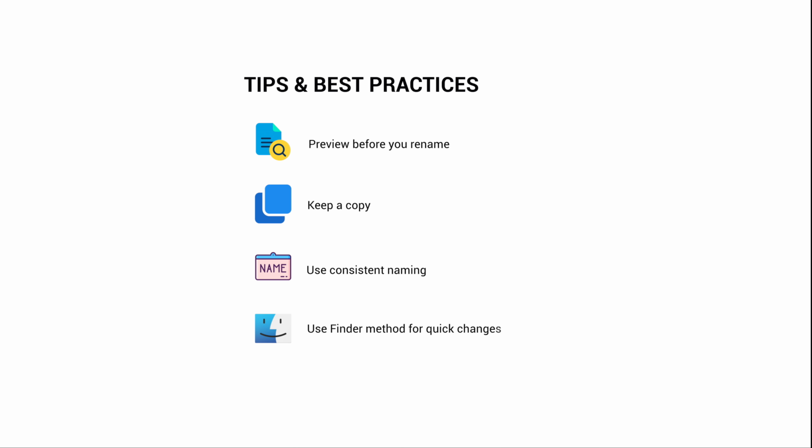Before we wrap up, here are a few quick tips. Always preview before you rename, so you can catch mistakes early. If the files are important, consider making a copy first. Use consistent naming because it really helps with sorting and searching later. And remember, Finder is perfect for quick changes, while Automator is better for repeatable tasks.